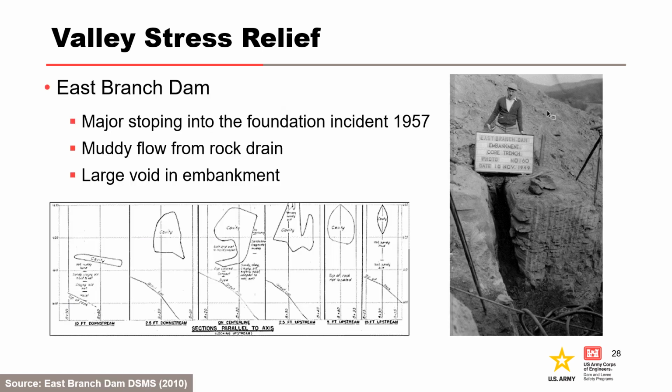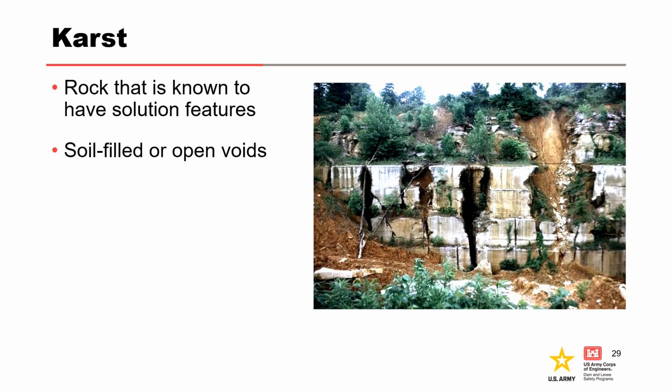A good example of valley stress relief is East Branch Dam. There was major stoping into the foundation that occurred in 1957. This case history is going to be discussed in a separate presentation, but the volume of the resulting void was the size of a school bus. Another mechanism for the formation of rock defects is karst, where defects are created by solutioning of the rock. This is an example from a rock quarry in Indiana.